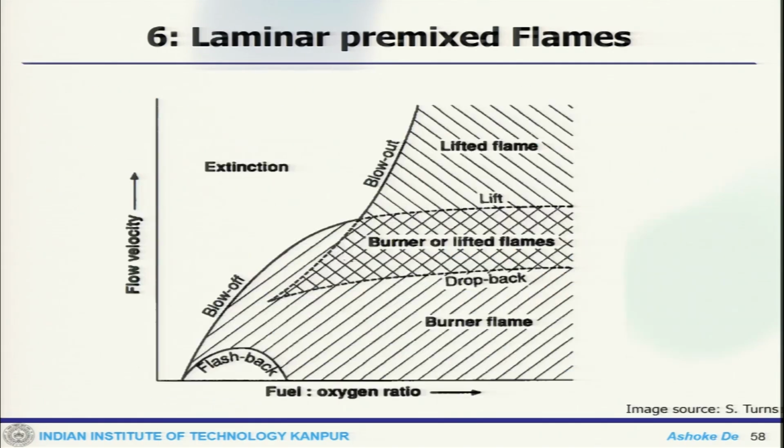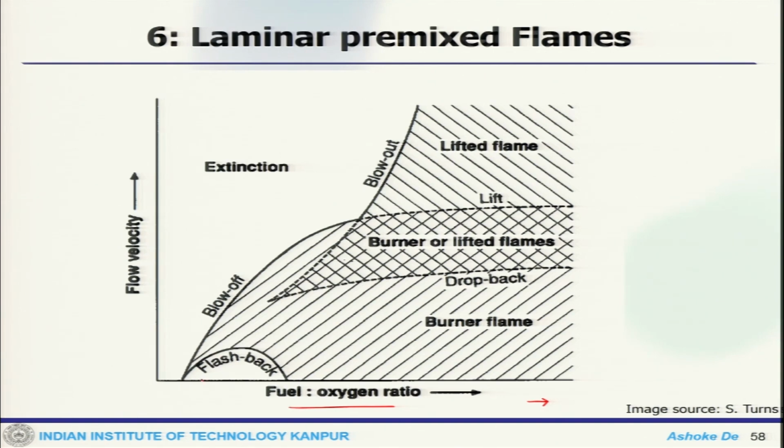So, this is again a representative picture. This is the fuel oxygen ratio, and on the increasing side, this is the flow velocity, and there are different zones that you can see.